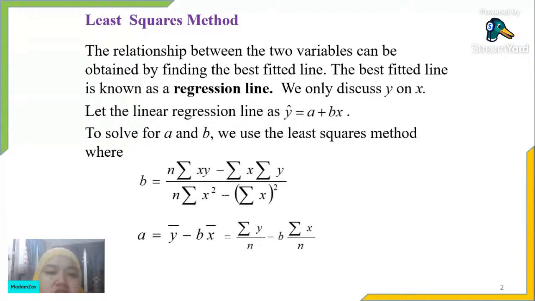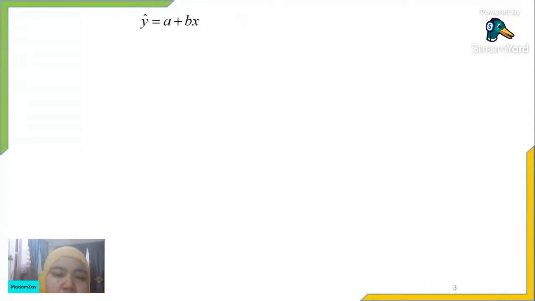The linear regression line is y cap equal to a plus bx. So to solve for a and b, we use the least squares method. We have the formula for b and a. We just apply the formula for b and a, then we will have the answer for the line. So we can find out what is y cap, which is a plus bx. We just have to find the values a and b, then we will have the equation.